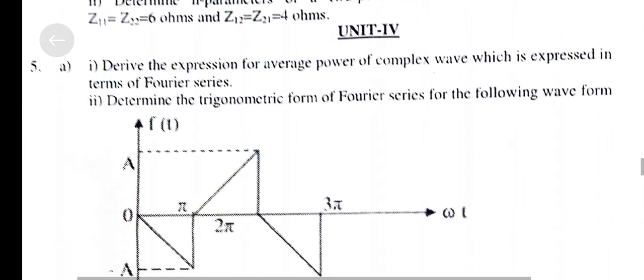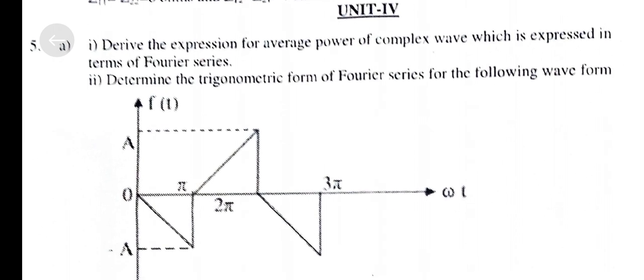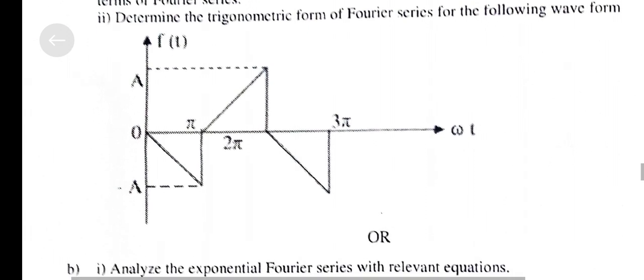5A. Derive the expressions for average power of complex wave which is expressed in terms of Fourier series. Determine the trigonometric form of Fourier series in the following waveform.